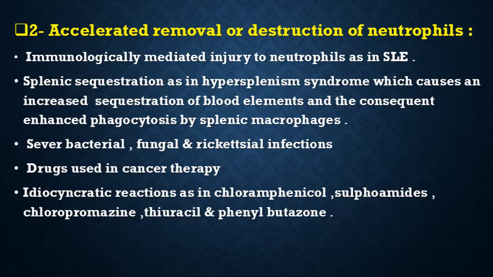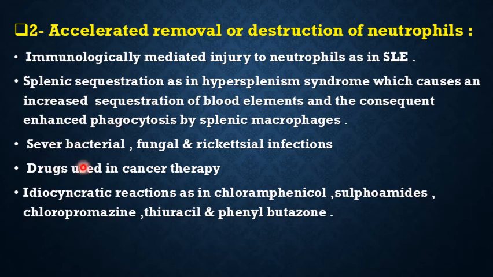Sometimes the neutropenia or leukopenia is not due only to decreased or ineffective granulopoiesis, the production of granulocytes from the bone marrow, but is due to accelerated removal or destruction of neutrophils, which is most commonly seen in certain immunologically mediated injury, such as systemic lupus erythematosus, or sometimes in hypersplenism syndrome, in which there is splenic sequestration of blood elements, as in the sequestration of neutrophils, white blood cells, and platelets, which are phagocytosed by the splenic macrophages.